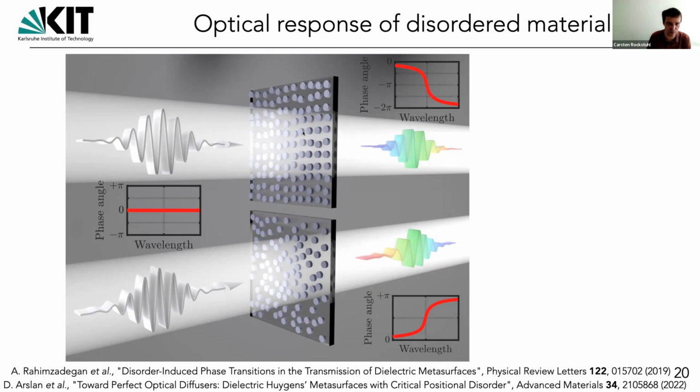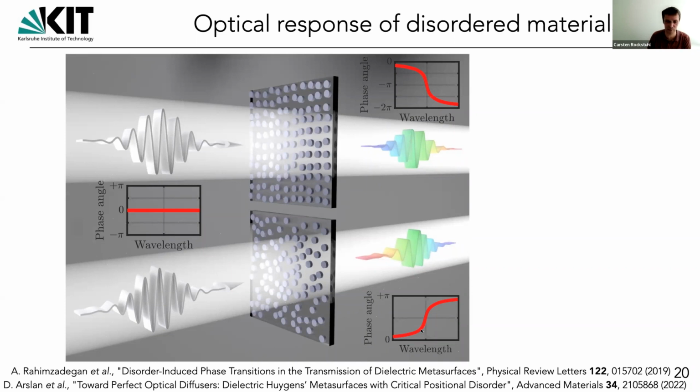We have been wondering what the impact of disorder is on the response of these samples. And we encountered something very interesting, because at a critical level of disorder, you have what we would call a phase transition between a normal dispersion and an anomalous dispersion in the phase of this transmission signal. For this periodic metasurface, you have a normal dispersion: with increasing wavelength, the phase of this transmitted signal is reduced. But if you reach a critical level of disorder, you suddenly go from a normal dispersion to an anomalous dispersion.